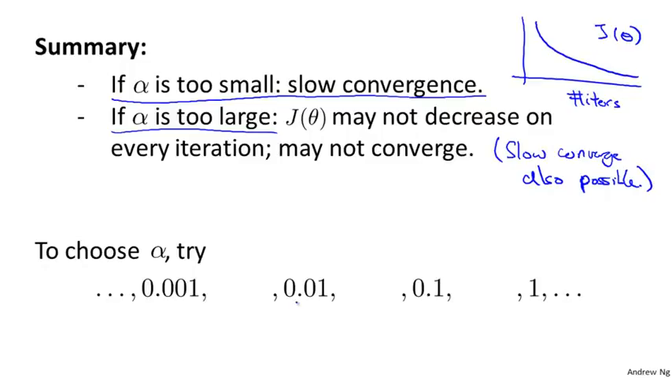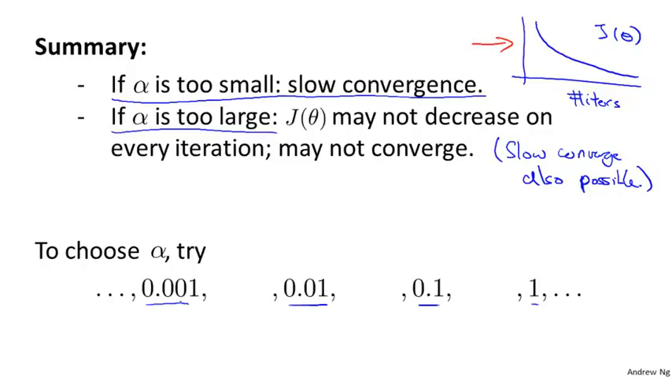Concretely, what I do when I run gradient descent is try a range of values. I try running gradient descent with a range of values for alpha, like 0.001, 0.01. These are factor of 10 differences. For these different values of alpha, I plot J of theta as a function of the number of iterations, and then pick the value of alpha that seems to cause J of theta to decrease rapidly.